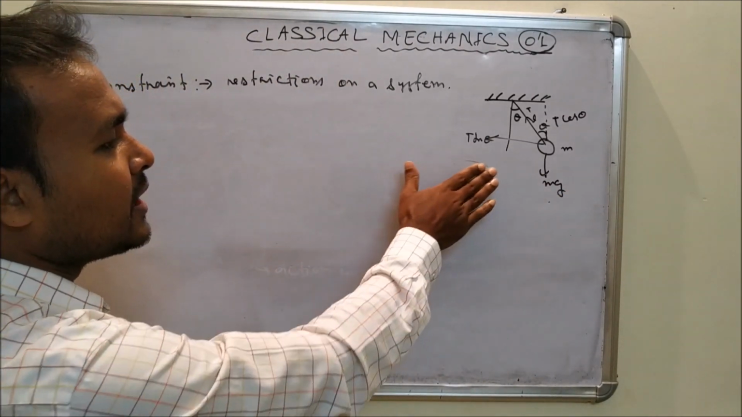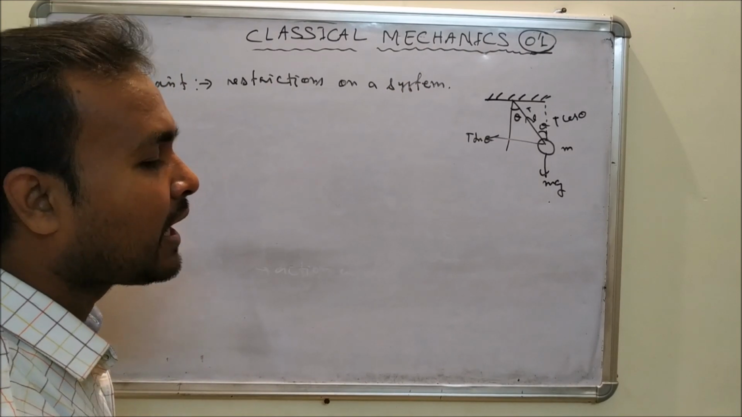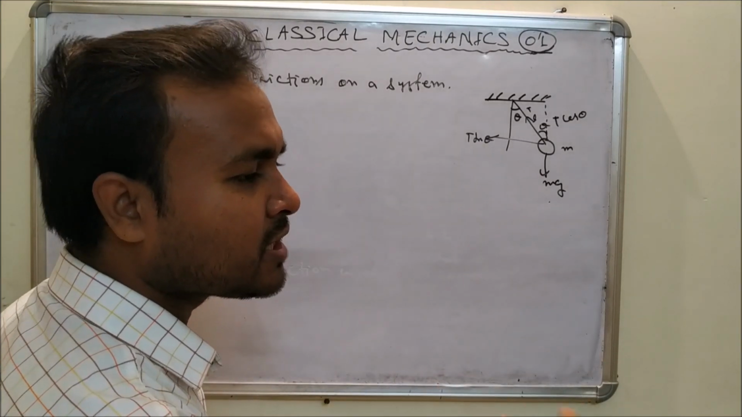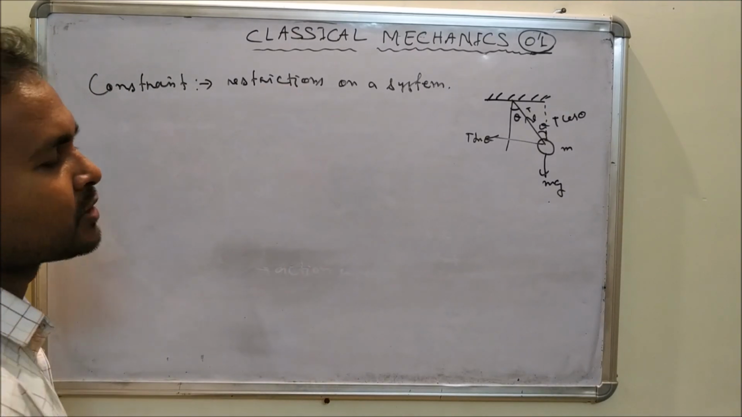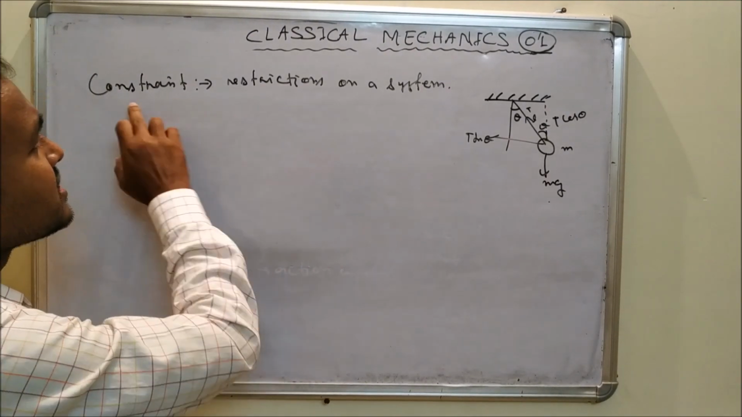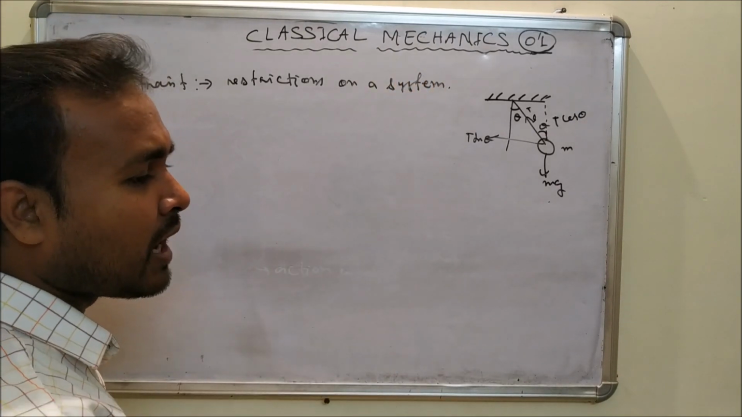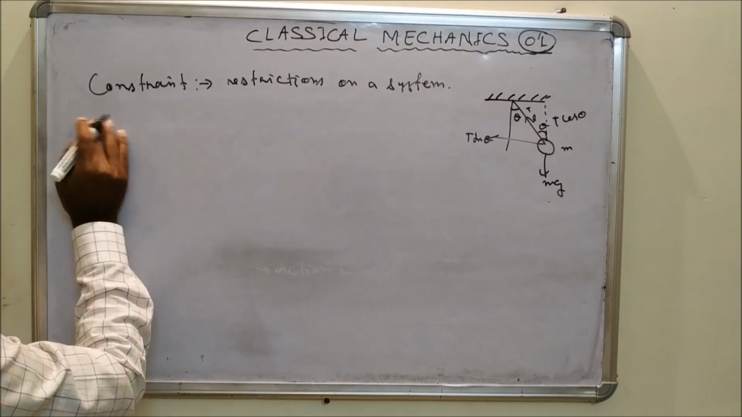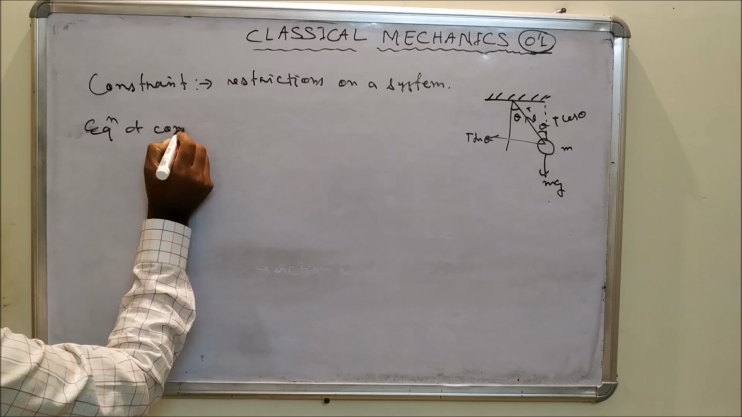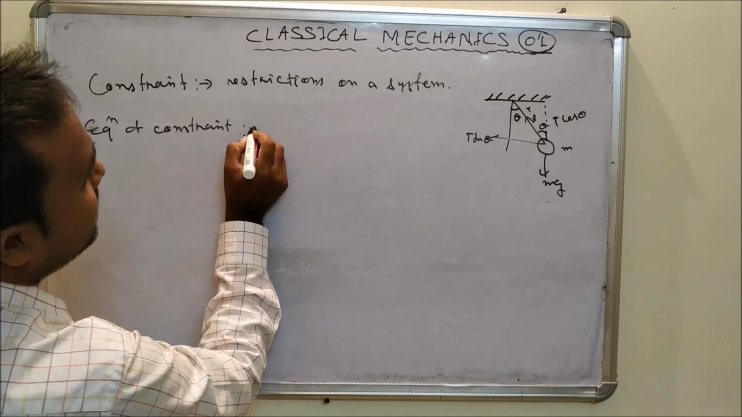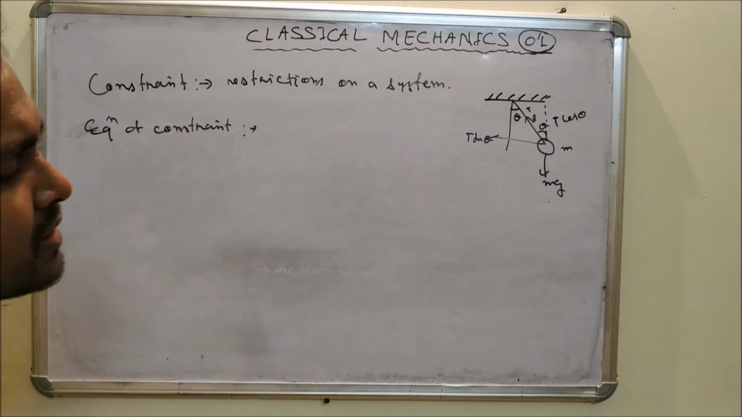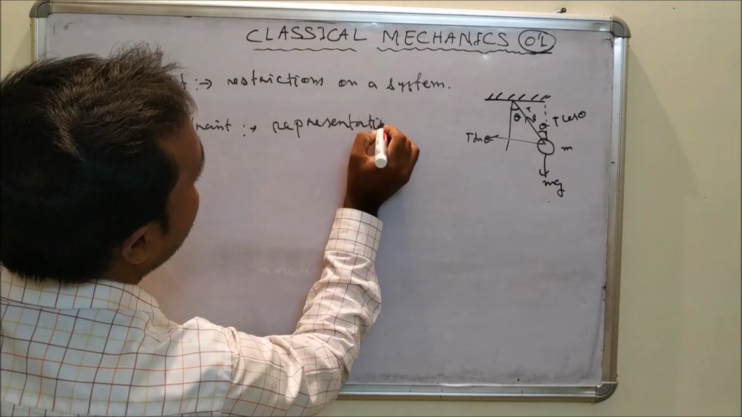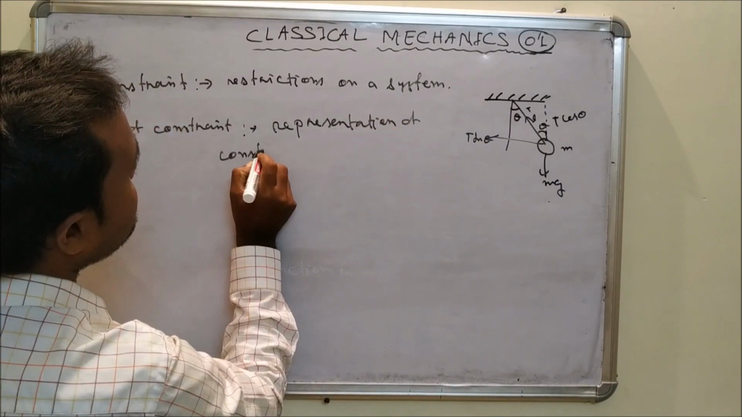The similar thing, if I consider a physical system and impose those restrictions, the properties and characteristics of this system will be changed a little bit. That is why we have to take care of this constraint. Now, what the restriction means in our language is clear. In physics, how can you represent this restriction? Those are called equation of constraint. Equation of constraint means a representation of constraints.